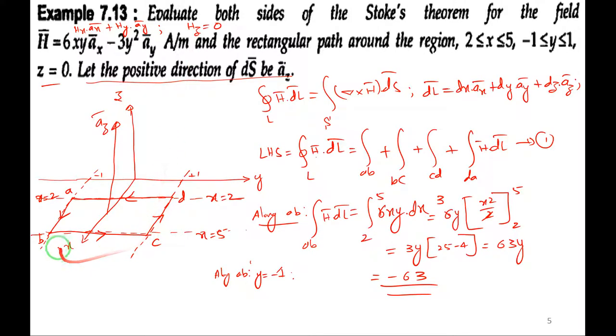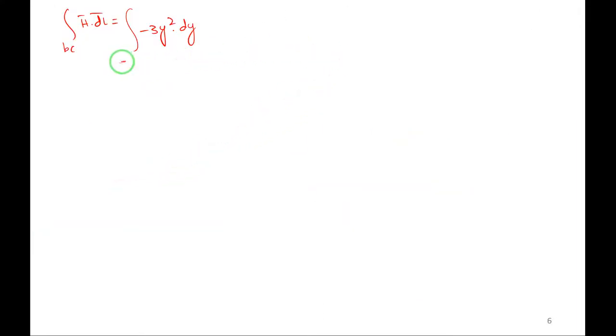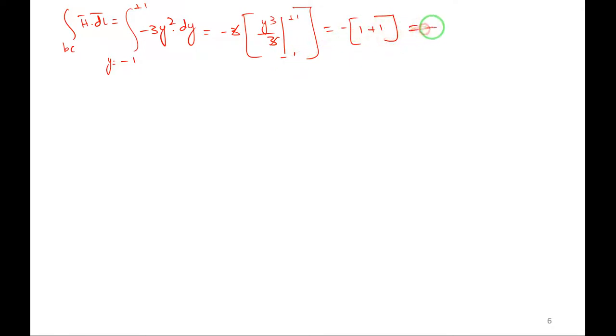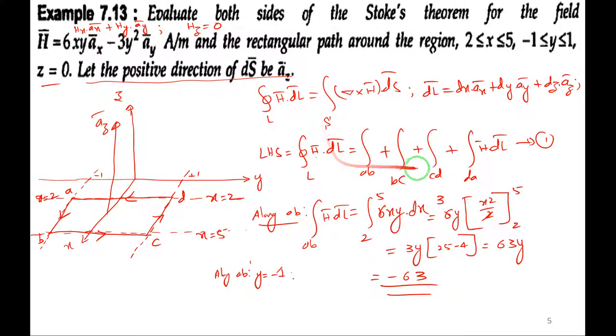Just observe here, what is the value of y at B? It is minus 1. What is the value of y at C? It is plus 1. So y varies from minus 1 to plus 1. Then minus 3 is taken out. The integration of y square is y cube by 3, with limits from minus 1 to plus 1. The 3 gets cancelled, minus as it is. The upper limit 1 cube is 1, minus the lower limit minus 1 whole cube, which is minus 1, so it becomes plus 1. So I am getting minus 2. Next we will take up CD.